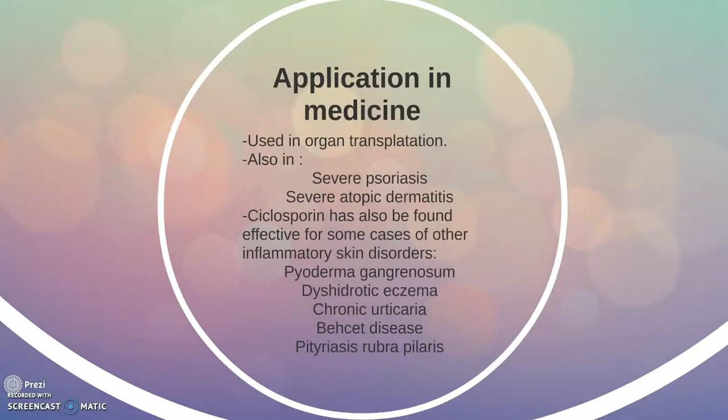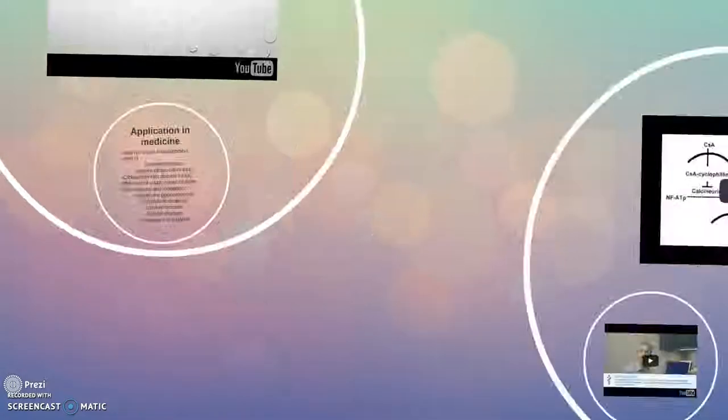Application in medicine: use in organ transplantation, also in severe psoriasis, severe atopic dermatitis. Cyclosporine has also been found effective for some cases of other inflammatory skin disorders, such as pyoderma gangrenosum, dyshidrotic eczema, chronic urticaria, Behçet disease, and pityriasis rubra.